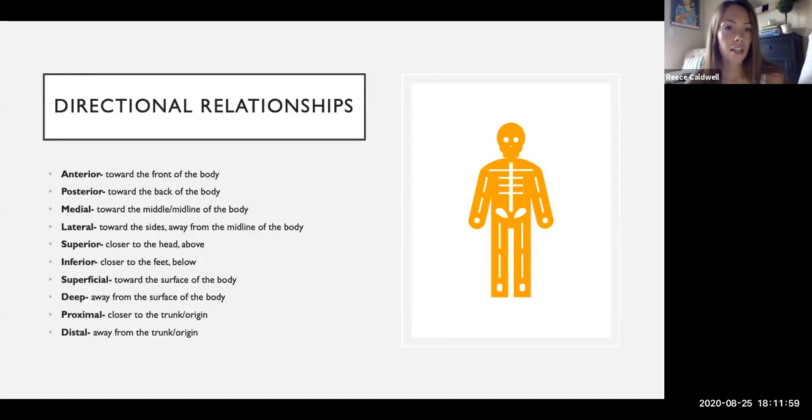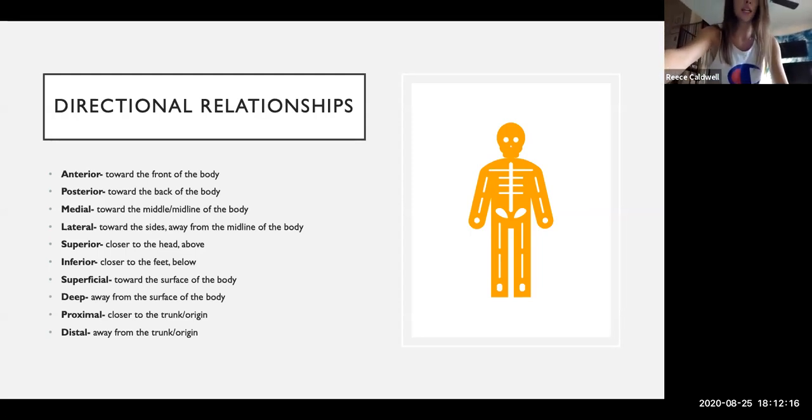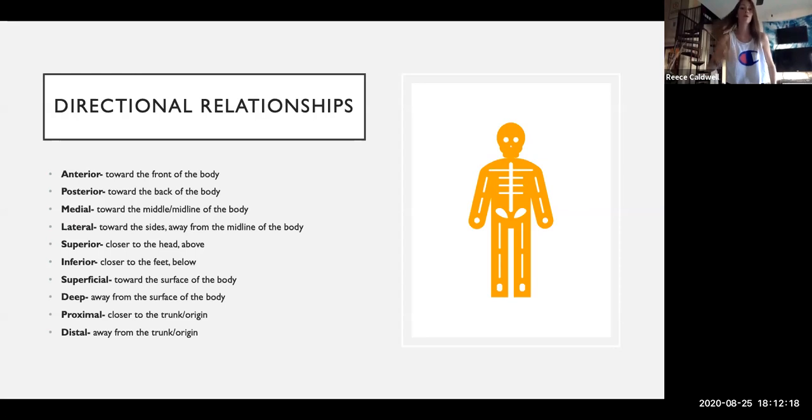So now we're going to look at our directional relationships. So these are very important, and these will show up on lecture exams too. So I'm going to have to get up to do this. Normally in class we'd play Simon Says for this part, but can't do that sadly. So anterior is towards the front of the body. Let me turn this slide on real quick.